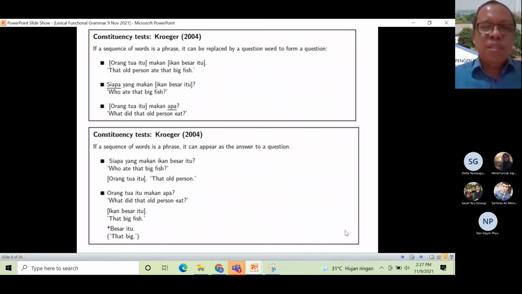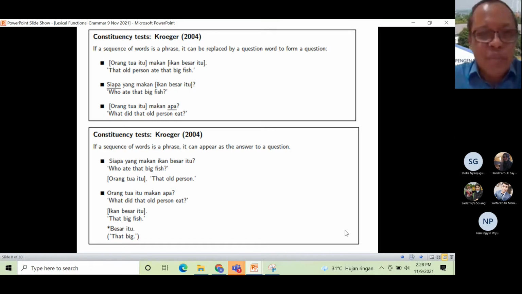And then the next one, another way to test constituency, is by using a question word. If a sequence of words is a phrase, it can be replaced by a question word to form a question. For example, that old person ate that big fish. Is that old person a phrase or not? You can ask by using: who ate that big fish? The answer is that old person. Because of this, that old person is a phrase, because it can be replaced by a question word, who.